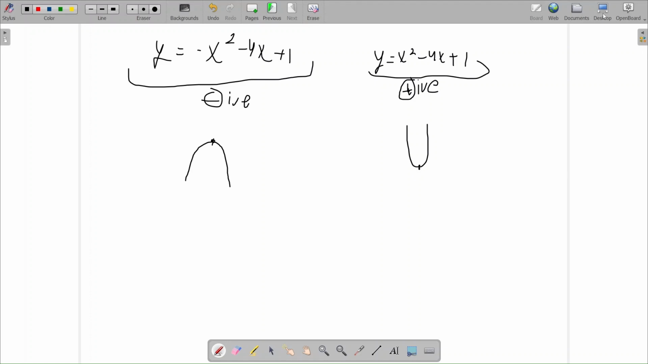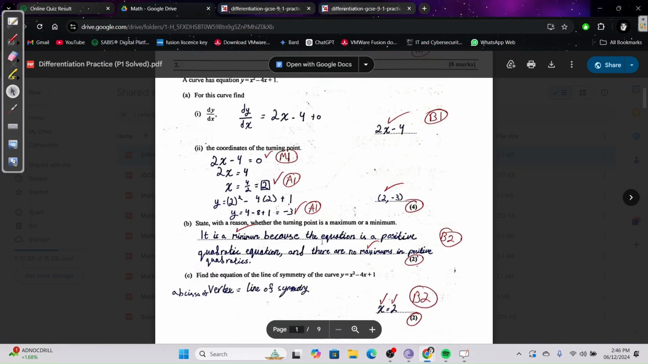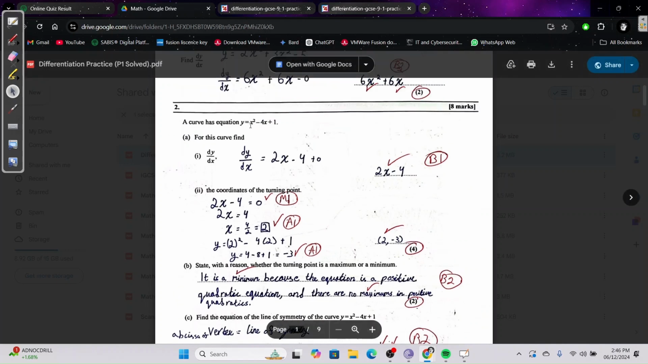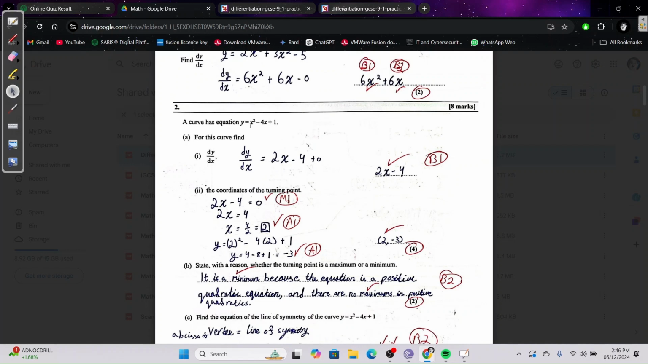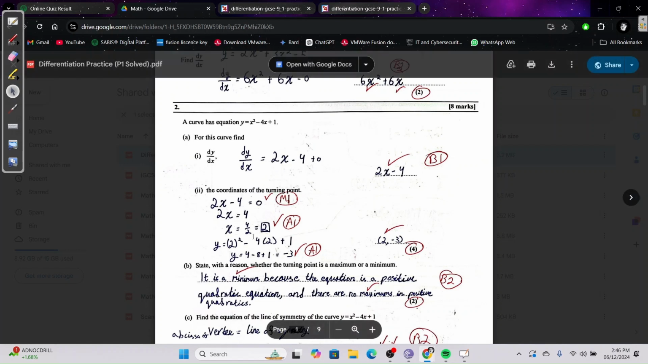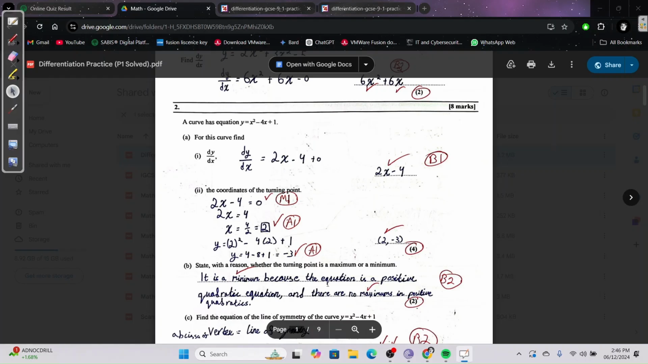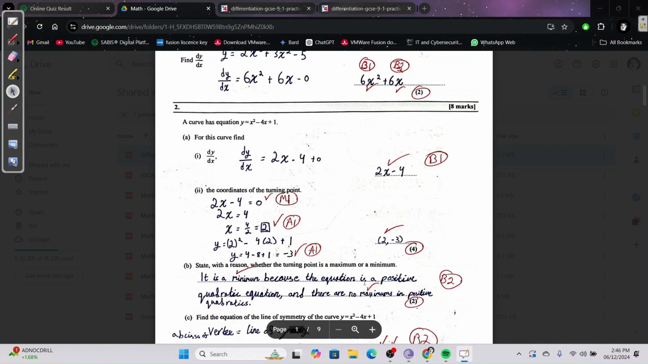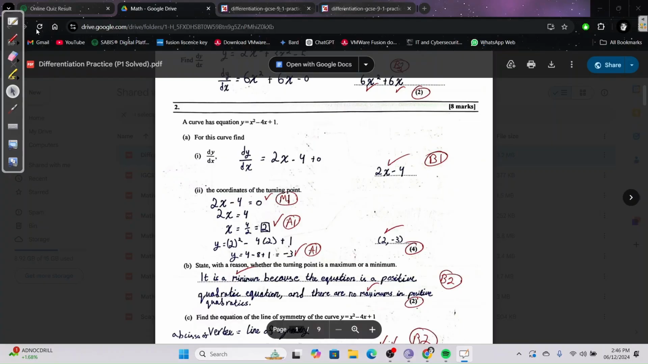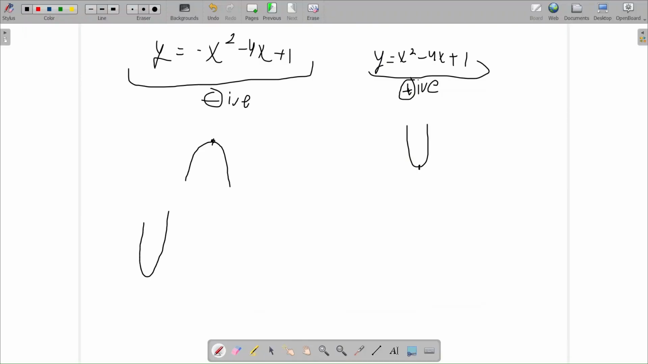Sorry. So we move on here. State with the reason whether the turning point is a minimum or a maximum. Knowing here it's a positive quadratic, you're going to say that this is a minimum, because again, positive quadratics have a minimum. The reason: the equation is a positive quadratic equation, and there are no maximums in positive quadratics. There are only minimums, because it goes like this all the way until infinity. So there's only a minimum, no maximum.